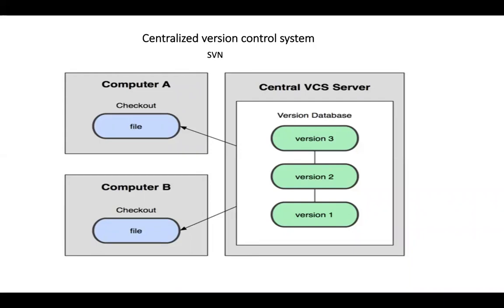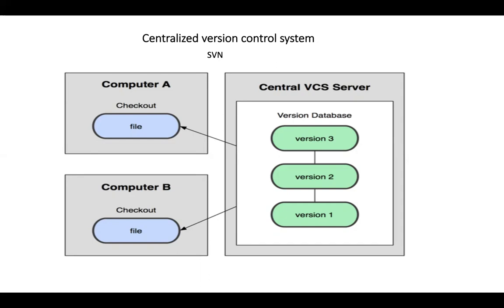So if computer A is pulling the updated changes from the server, they can do some hotfix, they can do some feature enhancement, and they can again move their changes to the central server. So the central server is accessible by all the team members, so all the team members will have the updated code.